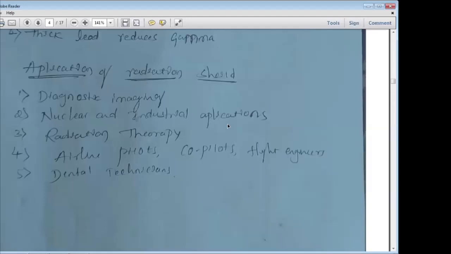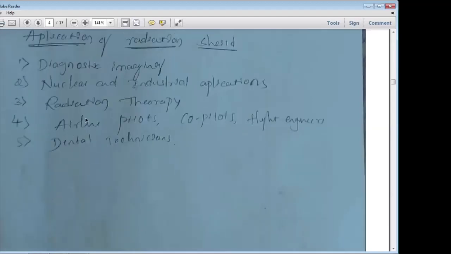Radiation therapy, in case of cancer treatment: if the cancer is in the first stage, they will give radiation therapy to cure the cancer. In those cases they also use the radiation shield.